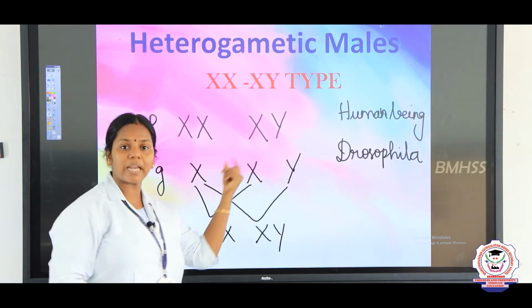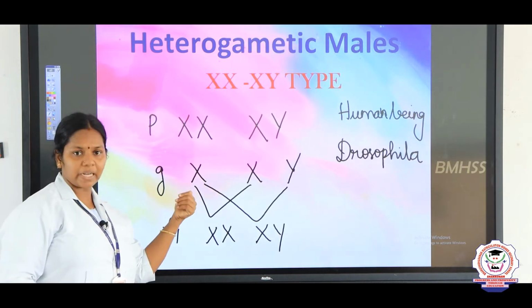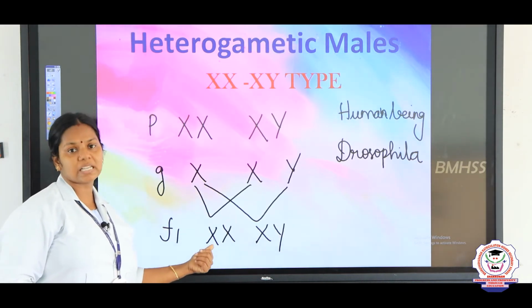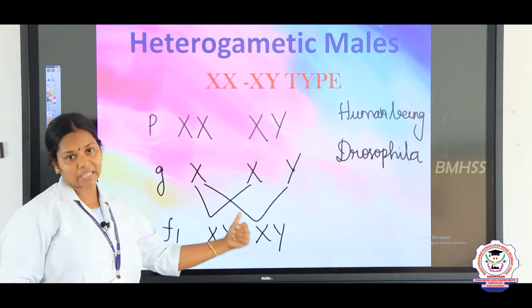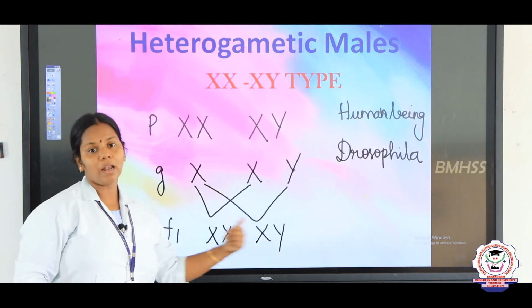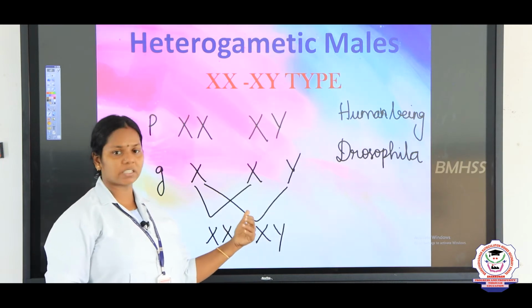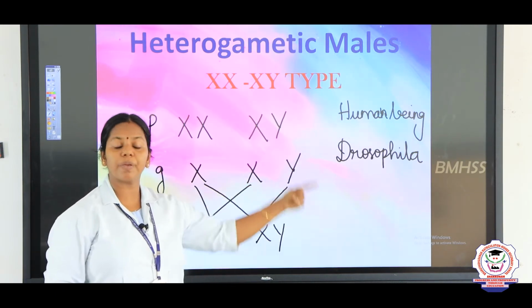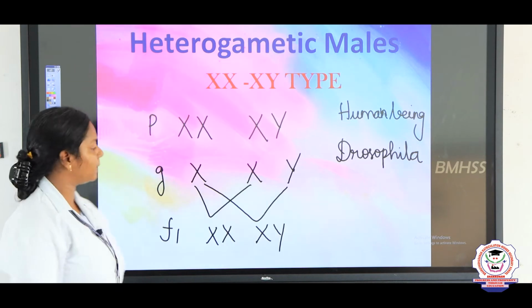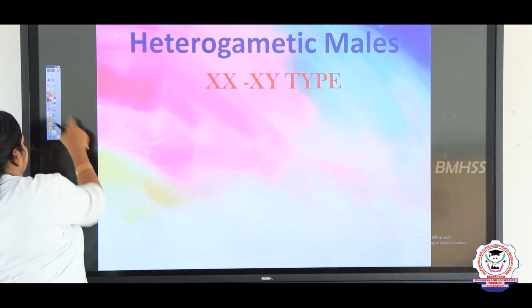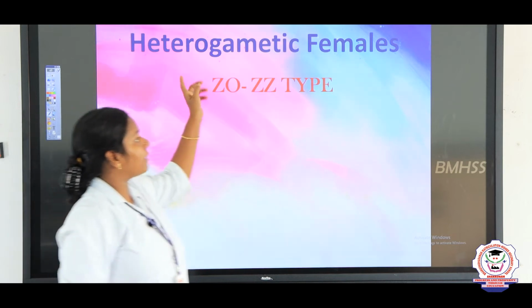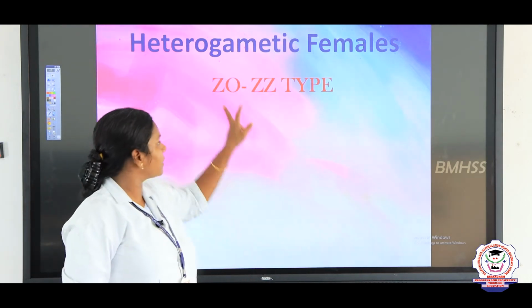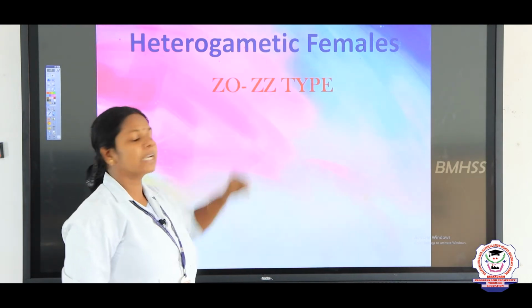When the X from the male combines with the female, we can say it results in the female offspring. When Y from the male combines with the X, it forms a male offspring. So such type of sex determination we can see in human beings and Drosophila. And next we are going to see about the heterogametic females, right? The females will be in heterogametic condition.